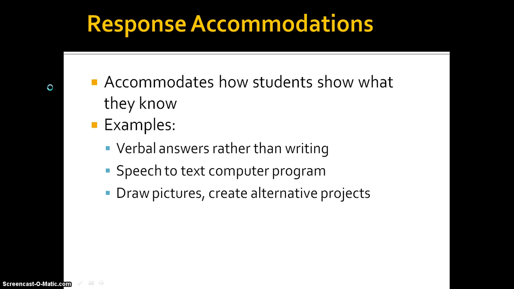So in the case of drawing a picture, when we looked at that modification, that was a modification because it changed the learning goal, and it made the difficulty easier. In some cases, drawing a picture could just be an accommodation, right? So if you tell a student to write something about the parts of a cell and they have a writing disability, you could have a student label a diagram or draw a diagram of a cell. And as long as they're achieving the same learning goal, that could work as an accommodation.